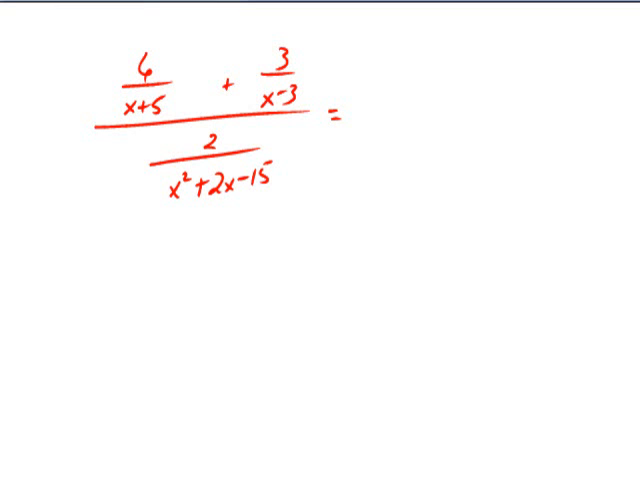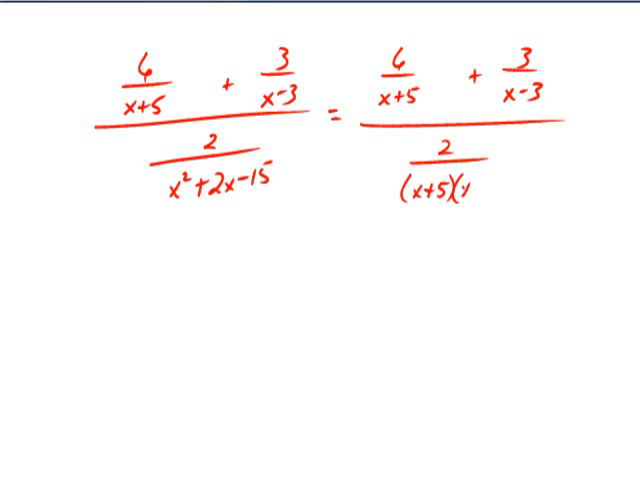In order to find the least common denominator, I want to factor this denominator in the denominator so I can see what it's made up of. So in the denominator of the denominator, I can factor that to x plus 5, x minus 3. And now looking at all of the denominators, I have x plus 5, x minus 3, and a combination of x plus 5, x minus 3, which means that must be my least common denominator.